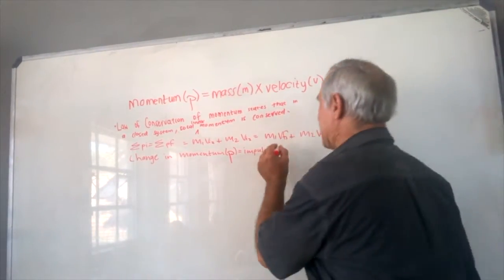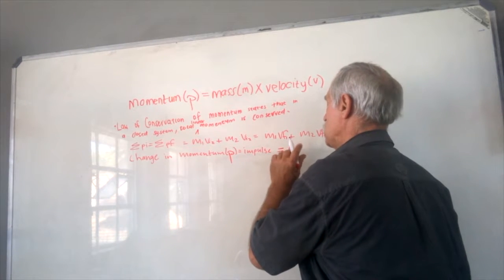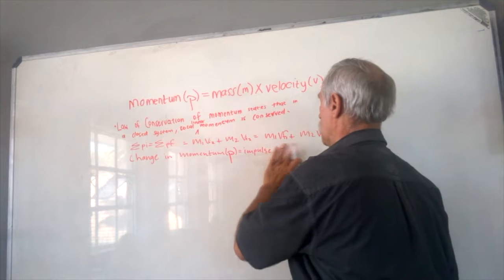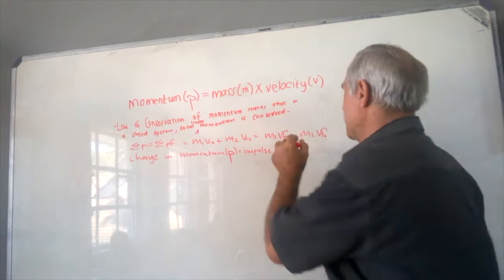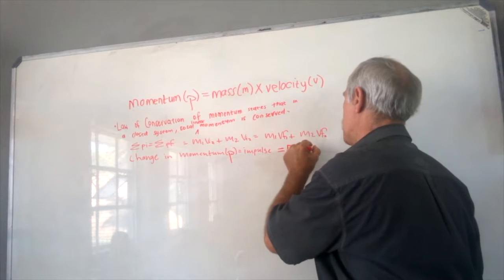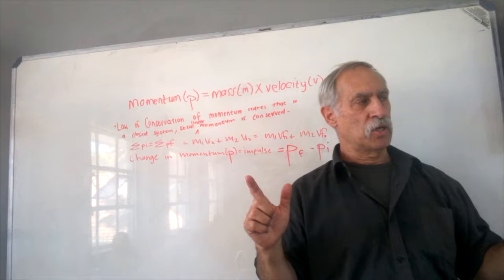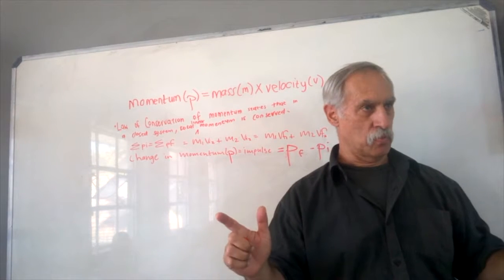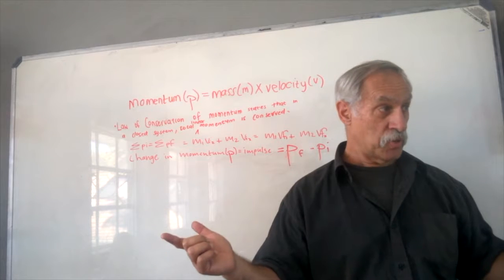Now, what did we say that changing anything is? Changing anything is final minus initial, so it's going to be P final minus P initial. Does that make sense to everybody? Yes. That is a change of momentum. Happy with that?